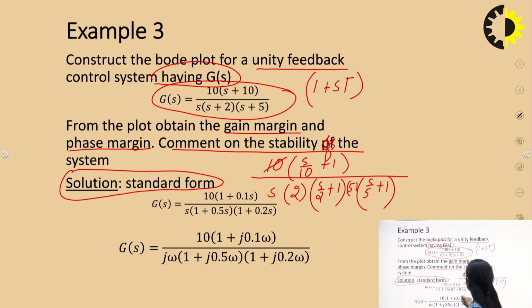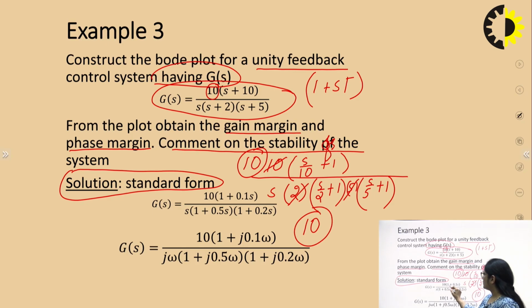Right, 5 into 2 is 10 here, and we already have a constant 10 here. This 10 and the factors which we have taken out to bring it into the standard form get cancelled out. So, this 10 is as it is, and we have 1 plus 0.1s, 1 plus 0.5s, and 1 plus 0.2s. So, bringing it into the standard form is the basic requirement to sketch a Bode plot.